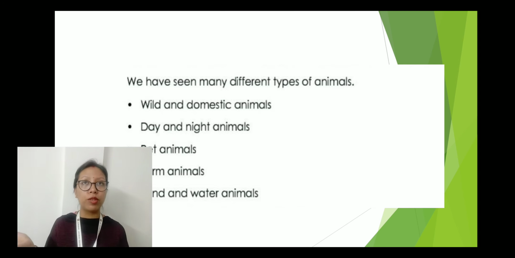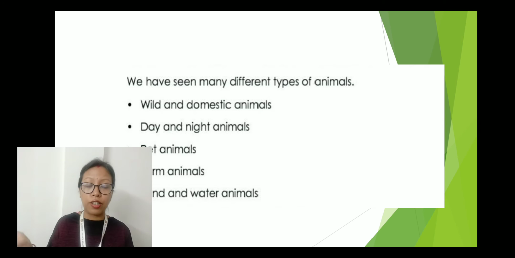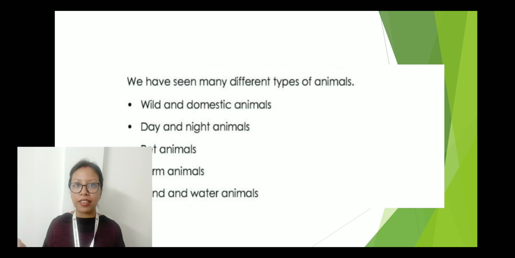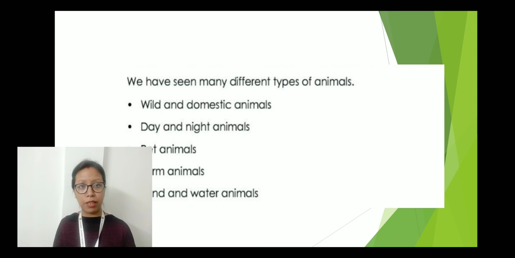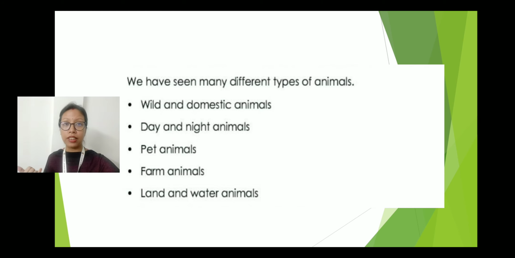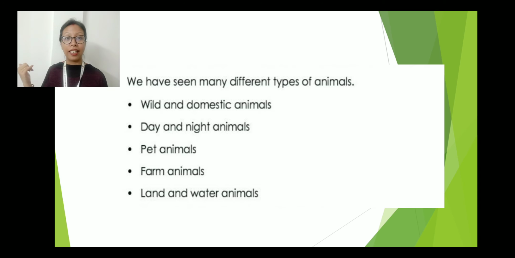In simple forms, we only know that there are domestic and wild animals, right? But when we have gone through this lesson, you have also come to know that there are different types of animals, right? First is the wild animals and domestic animals. Then we have day and night animals. Then we have pet animals, then farm animals, and land and water animals. So these are some different types of animals that we have discussed in this lesson.